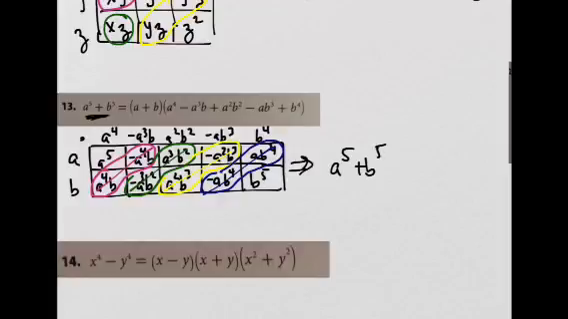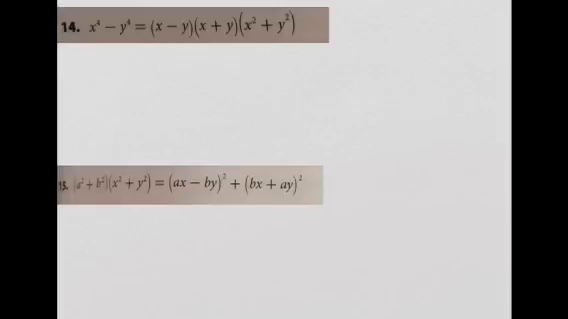For number 14, we're going to work on the right side because this is the one that has some multiplication to do. Over here, there's nothing I can do because they're not like terms, so I can't subtract them. I can't factor anything out because they don't have any common factors. So I'm going to just go ahead and multiply on the right side.